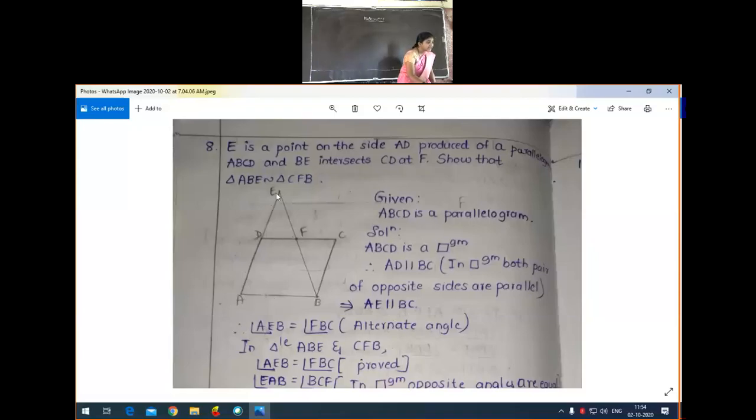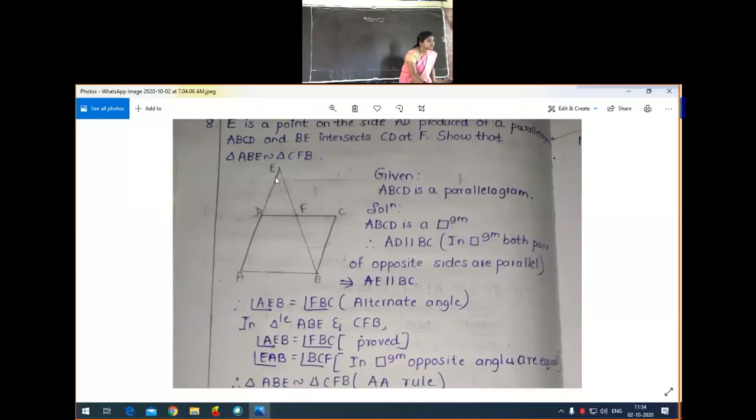Now what we can take is angle AEB. Here we can observe the Z shape angles, that is angle AEB is equal to angle FBC. This angle is equal to this alternate angle. Next, which two triangles do we have to show the similarity? This bigger one ABE and this one, no? Now we have to apply any one criteria. In these two triangles, AEB is equal to FBC. Now only we proved that. So AEB is equal to FBC because of alternate angles.